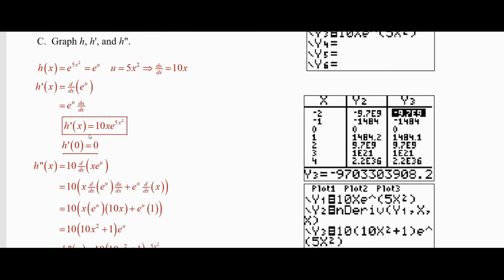Okay, and if we do another derivative, we've got the 10 we can factor out front. And then we have the product rule: x times the derivative of e to the u.